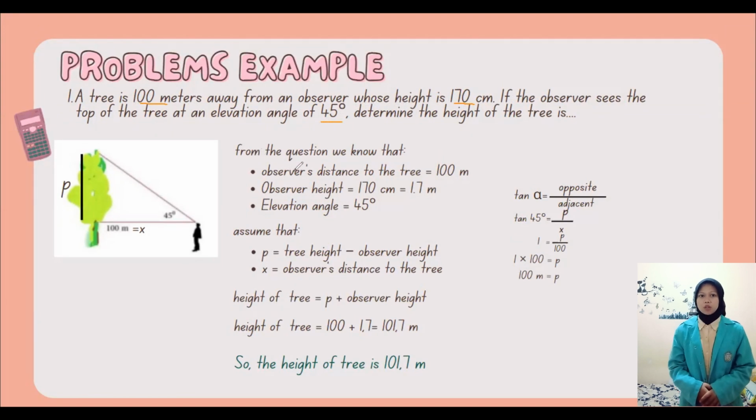Now, from the question, we know that the observer's distance to the tree is 100 meters and the observer's height is 170 centimeters or 1.7 meters. And then the elevation angle is 45 degrees. Assume that P is opposite and X is adjacent to the elevation angle of 45.